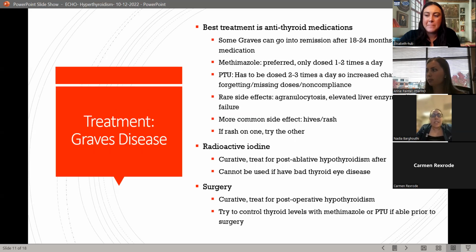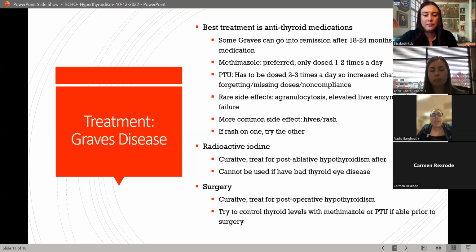So for Graves' disease treatment, overall there are 3 treatments: medicine, radioactive iodine, or surgery. The absolute best treatment for Graves' disease is actually medicine, because about 30% of patients put on methimazole or PTU will go into remission and their Graves' disease will never come back. About 30% it'll go away, but then come back later in their lifetime. And about 30% it will never go away. So you either continue it forever or you go to one of the curative treatments, which is radioactive iodine or surgery.